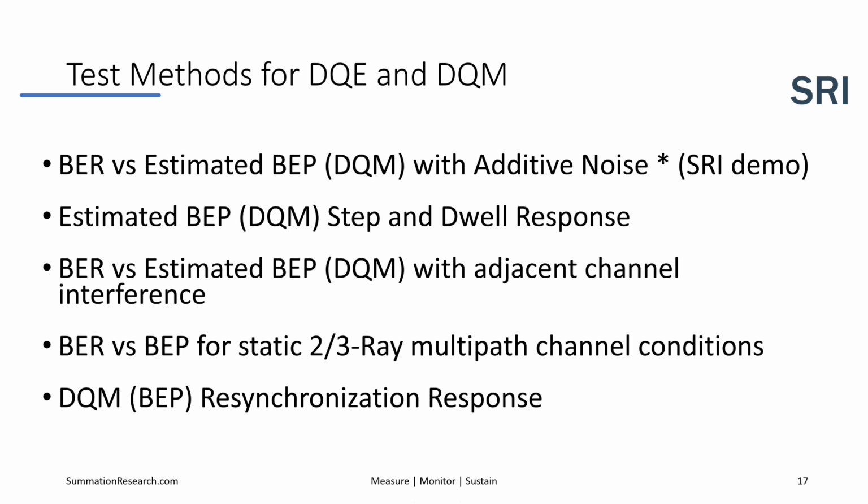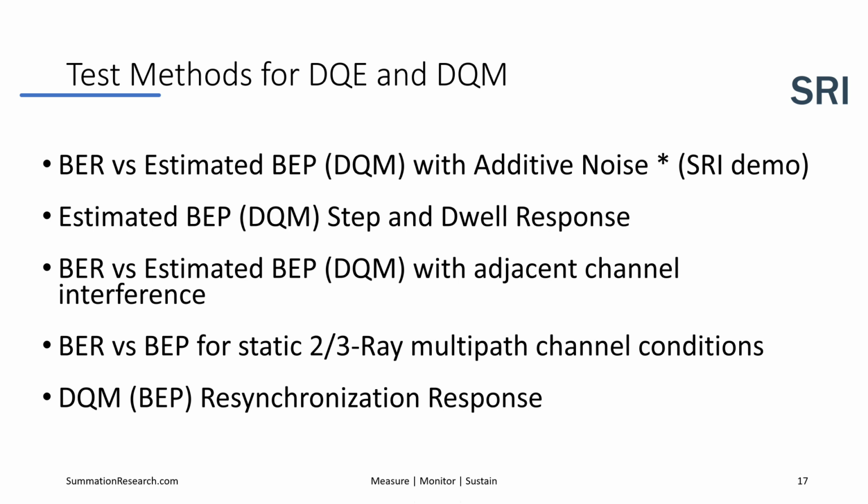11.4 and 11.5 test methods are similar in a way. They are both BER versus bit error probability for static 2-ray multipath channel conditions, and then 11.5 is for static 3-ray multipath channel conditions. These tests investigate the BER against the bit error probability in static multipath conditions, where signals may reflect off surfaces, causing multiple rival paths. The 2-ray and 3-ray models are commonly used to simulate such conditions.